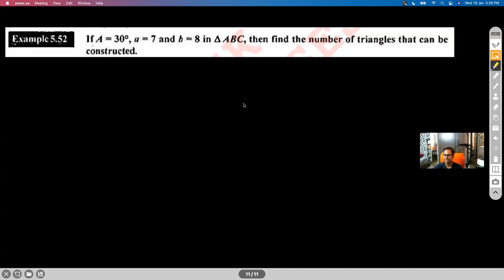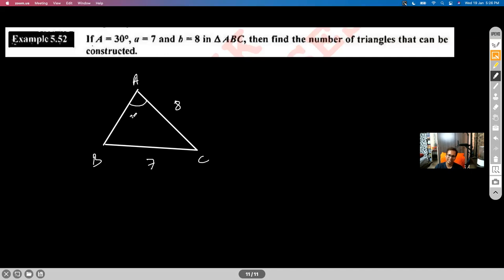Yes, any success? Now here also what has been given to you is these two sides and a non-included angle. So this is again a case of the ambiguous case. So two sides and a non-included angle. Okay, again, start from basics.